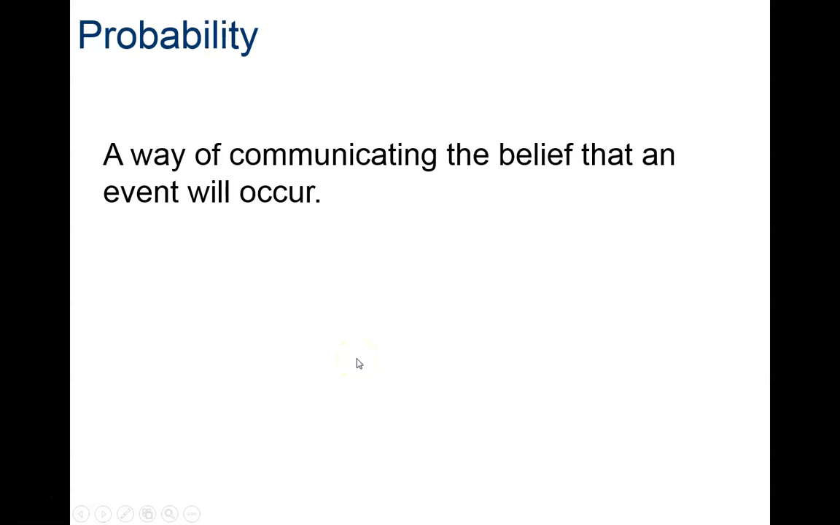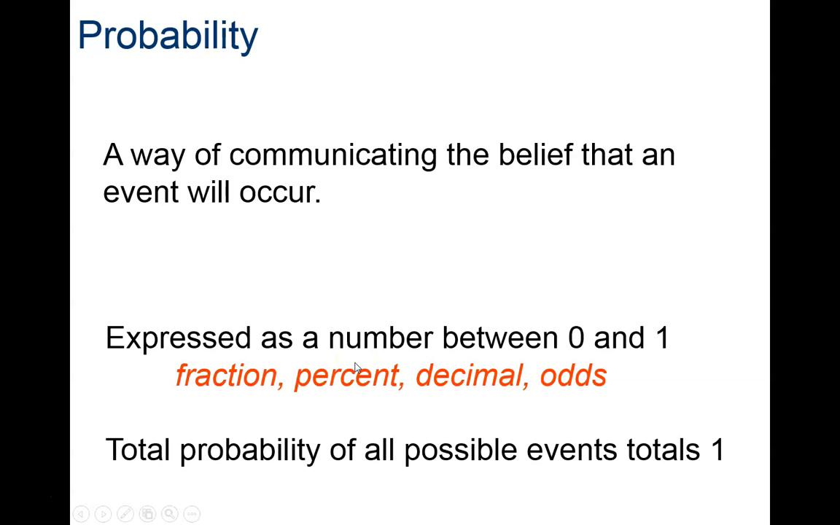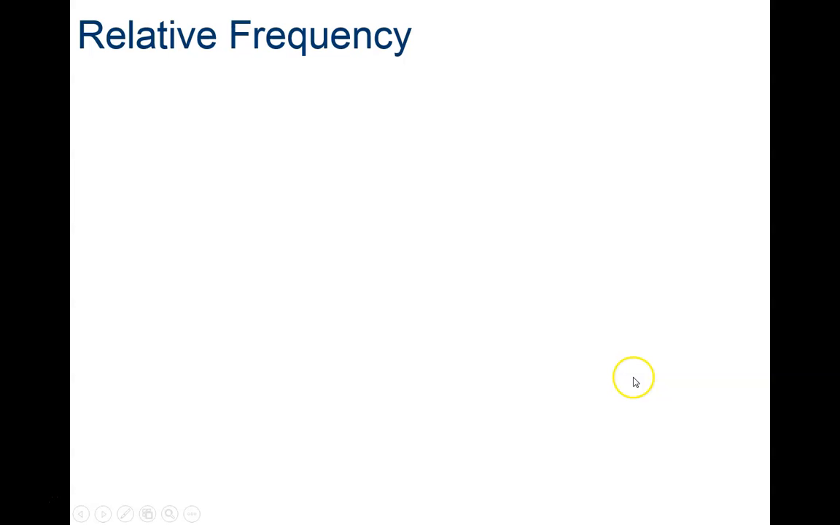Probability is a way of communicating the belief that an event will occur. Probability is usually expressed as a number between 0 and 1, or it can be expressed as a fraction, %, decimal, as is indicated by 0 to 1, or by odds. The total probability of all possible events should total 1 if you're dealing with decimals.